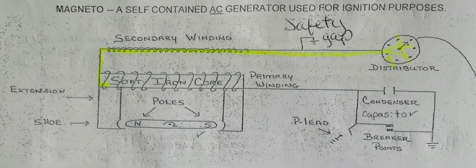What is a magneto? Self-contained AC generator. Why are magneto-ignition systems preferred over battery-type ignition systems for reciprocating engines? They are an independent ignition source.